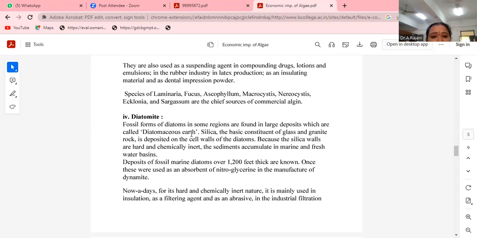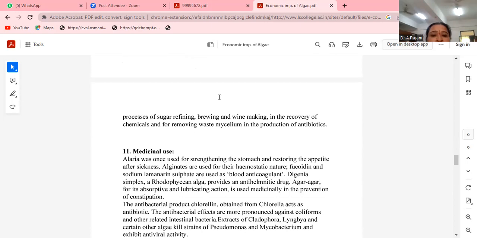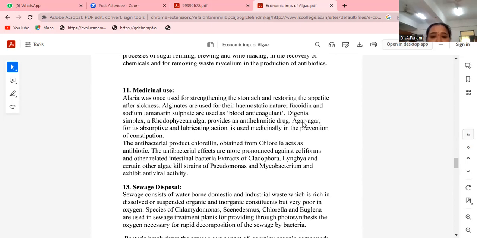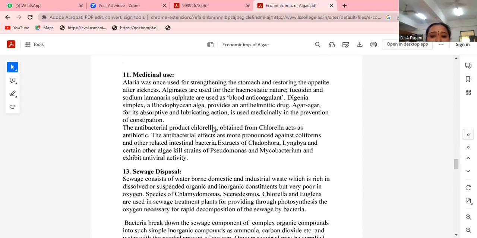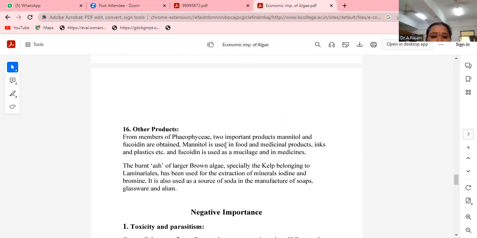diatoms. Diatoms are fossil forms. The cell wall is made up of silica, no? This is silica, in marine algae. Because the silica walls are hard and chemically inert, sediments form in freshwater basins also. Nowadays, because of this inert nature, they are mainly used in insulation, filtration agents, and industrial filtration. Many medicinal values are also present: Chlorella, chlorellin, the Rhodophyceae algae agar-agar, and Laminaria. These are the medicinal uses, and sewage disposal and other products also.